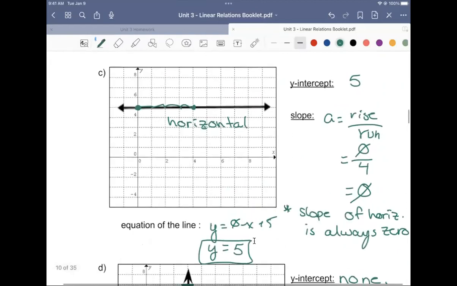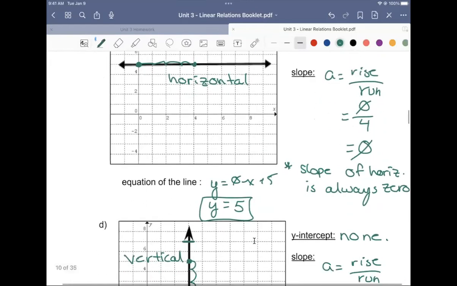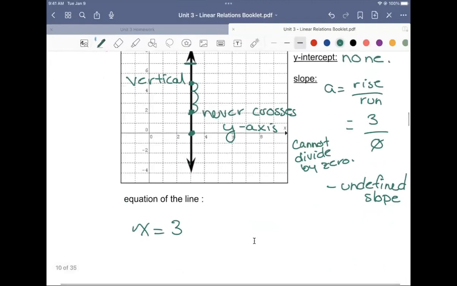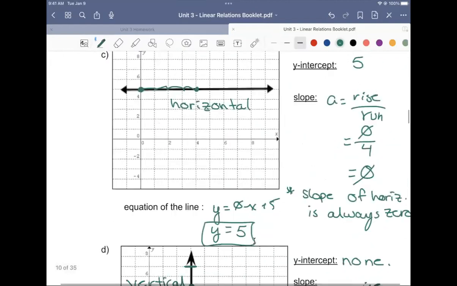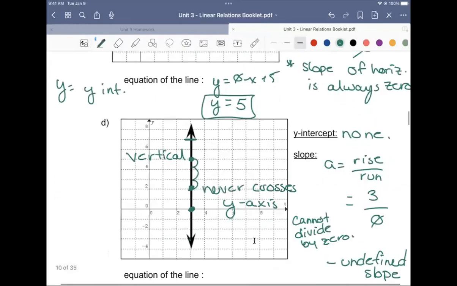Same thing up here with our horizontal line. At any given point on that graph, y is always going to be equal to whatever my y-intercept is. Here we say x is equal to our x-intercept. And here we say y is equal to our y-intercept.